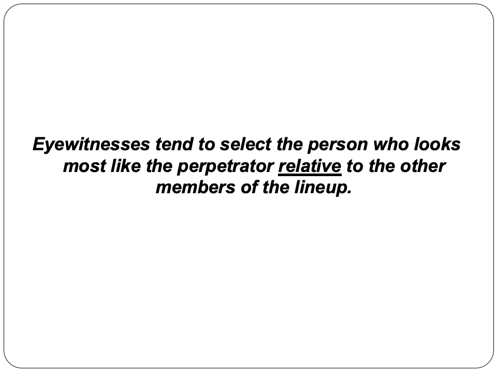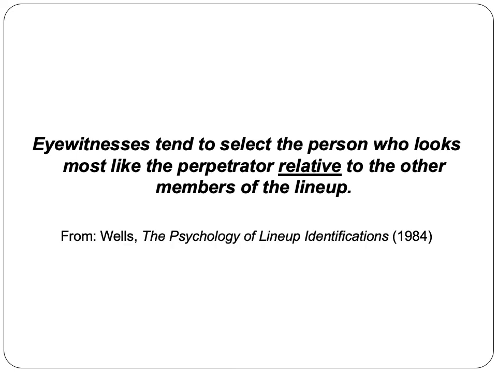This is a quote from Gary Wells, one of the leading eyewitness researchers, that says, "Eyewitnesses tend to select the person who looks most like the perpetrator relative to the other members of the lineup." And that's a huge problem that basically boils all of this eyewitness misidentification down, is that person looks close enough to my memory of it, therefore that must be the person. And that can be a huge problem for innocent people.